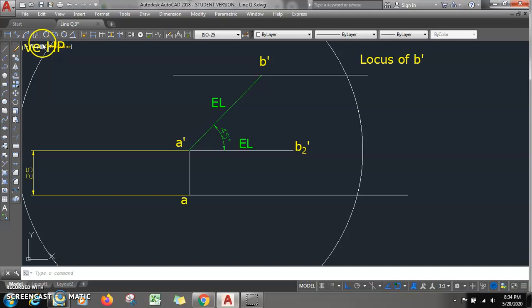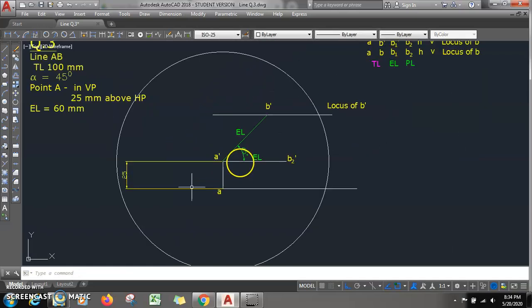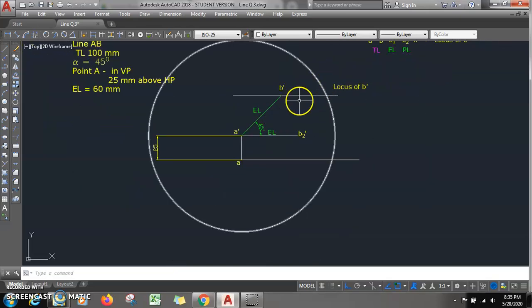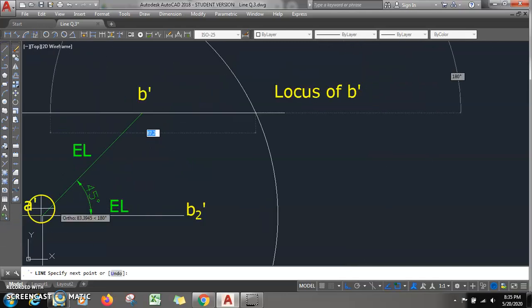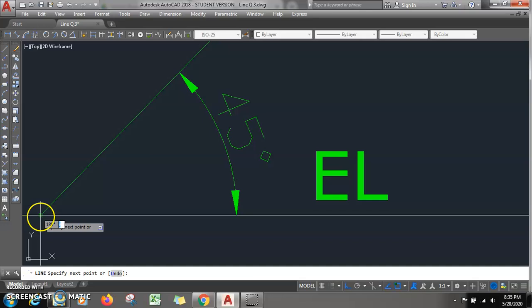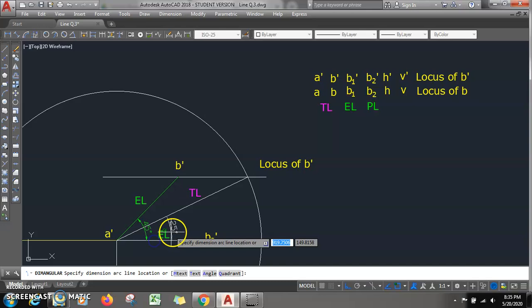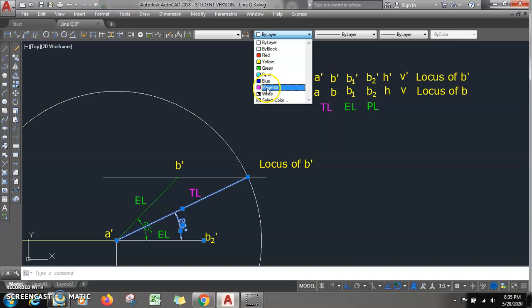Draw the circle. Okay, you see we drew a circle having radius equal to true length. So we will join this point with point a dash. This length is true length, and angle of this length you will be getting as theta, inclination of line with HP. That is how much? You see, it is found to be 25.